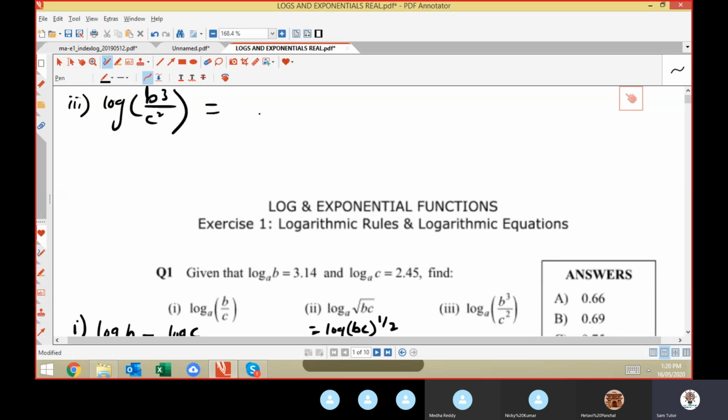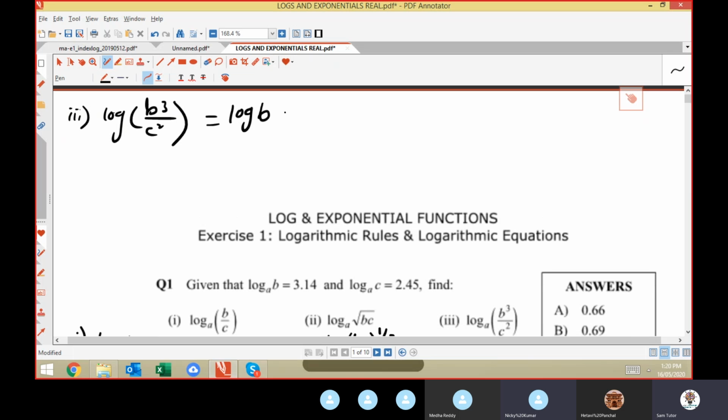Nikki, what do you think since you're on fire? Log B cubed on C squared. What's going to be your first line? Subtract it. What would you write? Log B minus C, log C. You're forgetting the only thing you keep doing, and you did that in calculus as well. You just squared, cubed power. Log B cubed minus log C squared.